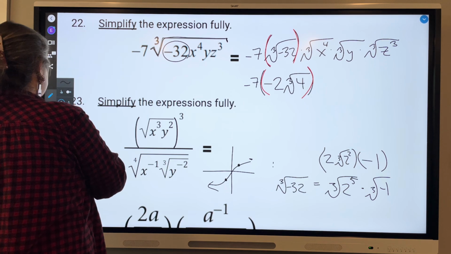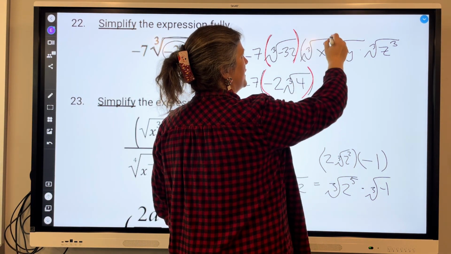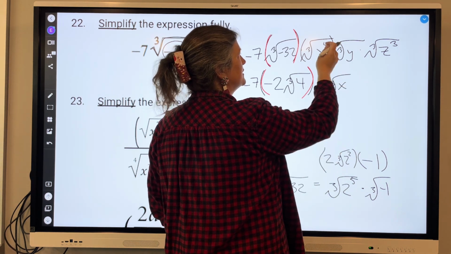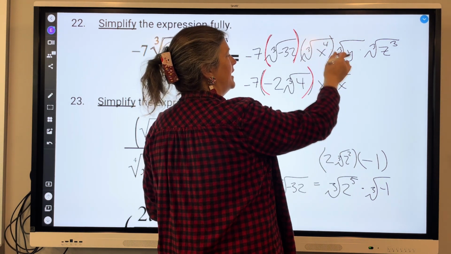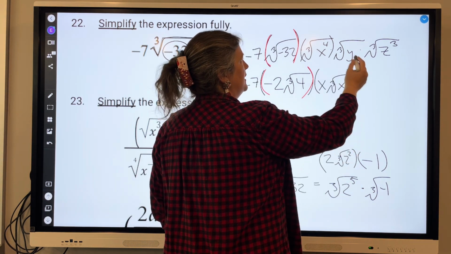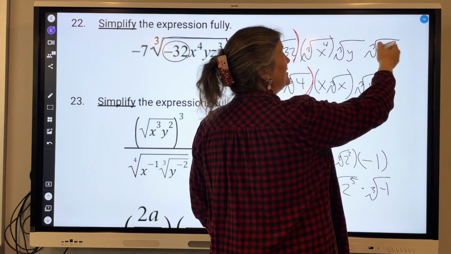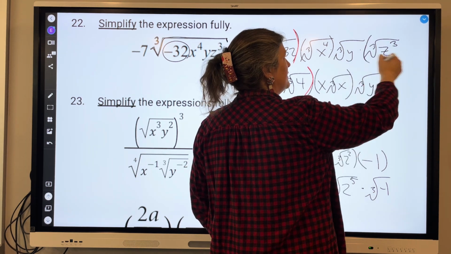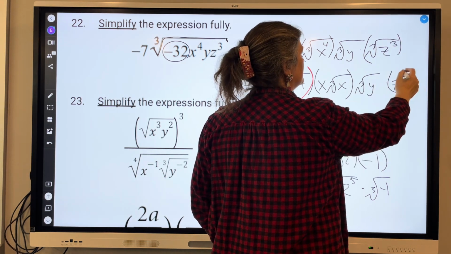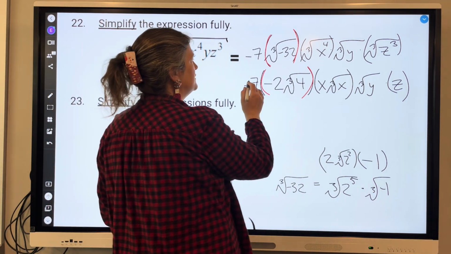So now I'm going to continue to work on each part individually. The cube root of x to the 4th is x times the cube root of x, because 3 of them come out as 1 and 1 is left inside. So that's this piece. Cube root of y is just the cube root of y. And the cube root of z cubed, though, this one, everything comes out and it's just a z, right?